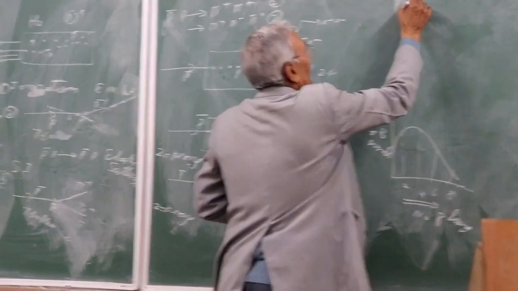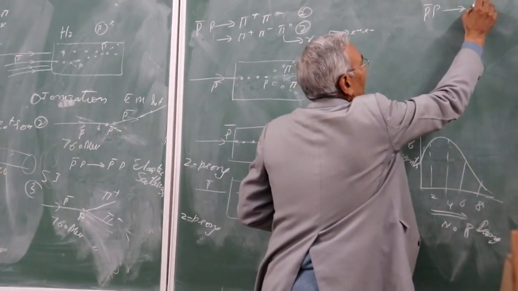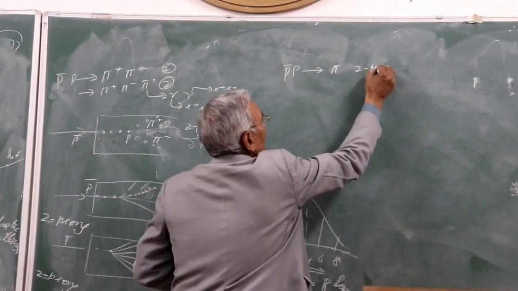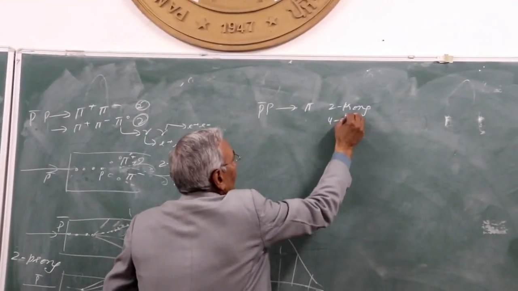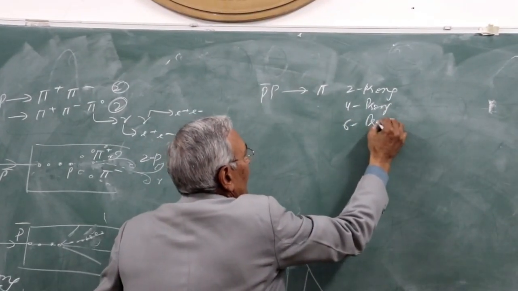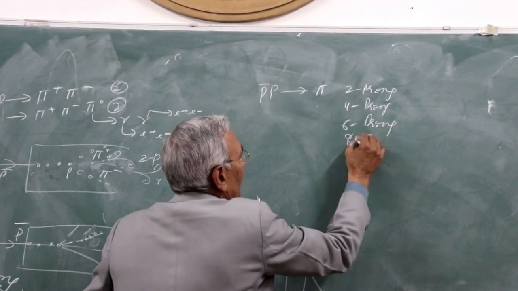So this is the bubble chamber experiment, the first experiment, where you have antiproton-proton annihilation giving rise to the pions, and the events could be 2 prongs, 4 prong, 6 prong, and 8 prong.